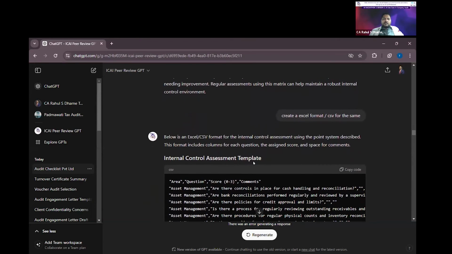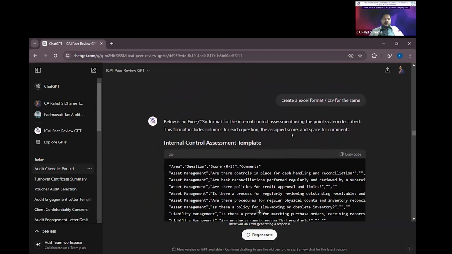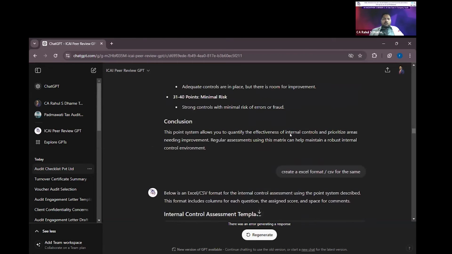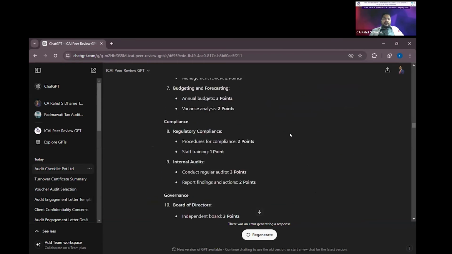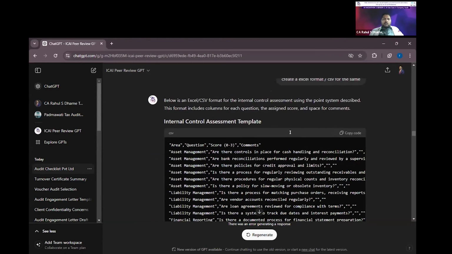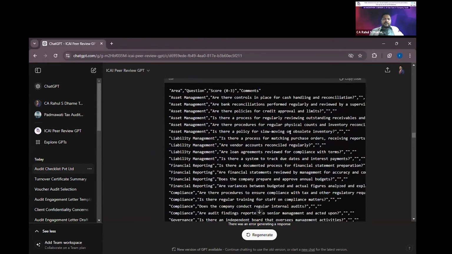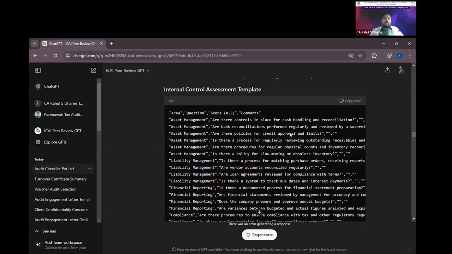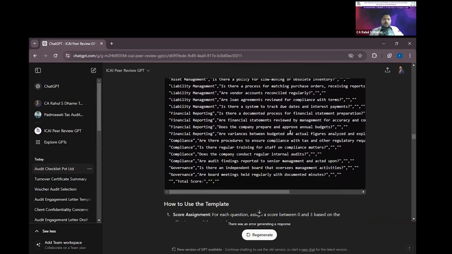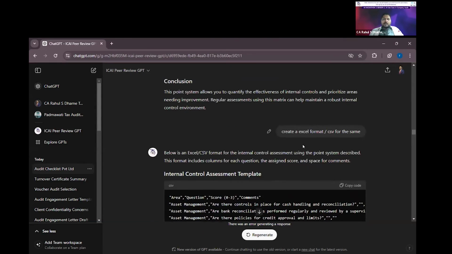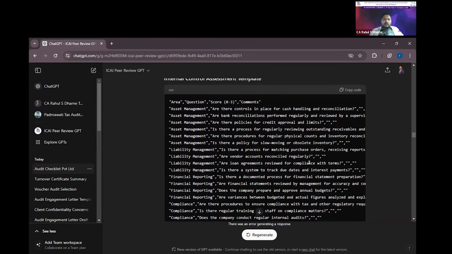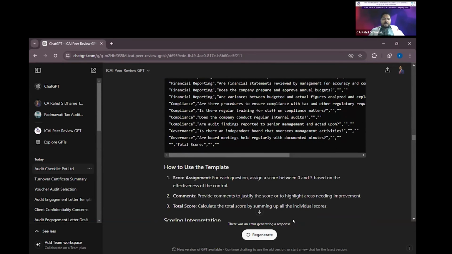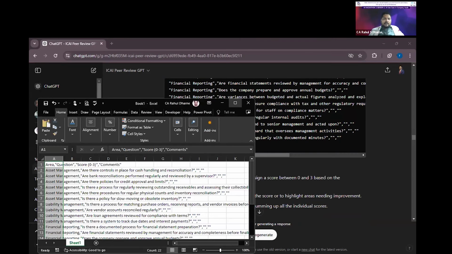Now we will create an Excel format or CSV format for the above questionnaire, so that we can have an effective pointing system in Excel, and this tool will be useful for other companies also. So I have given a prompt to create an Excel format or CSV for the same. It has given details, and the same details have been copied to the Excel file.